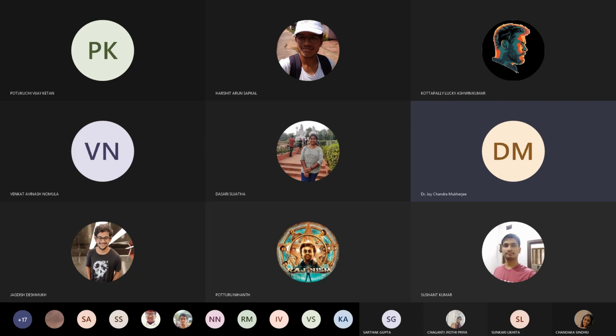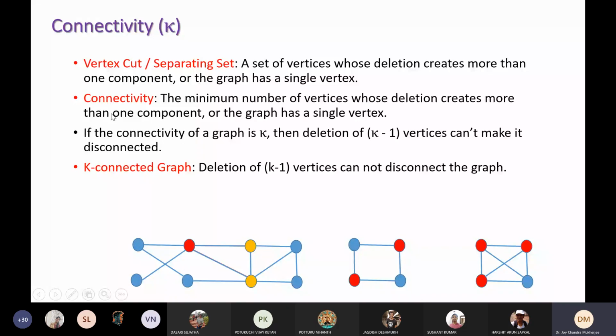So connectivity, or vertex connectivity, is denoted by kappa. What is a vertex cut or separating set? It's basically a set of vertices whose deletion creates more than one component, or the graph has a single vertex. And what is connectivity or vertex connectivity? The minimum number of vertices whose deletion creates more than one component or the graph has a single vertex. Actually, this definition came in the exam.